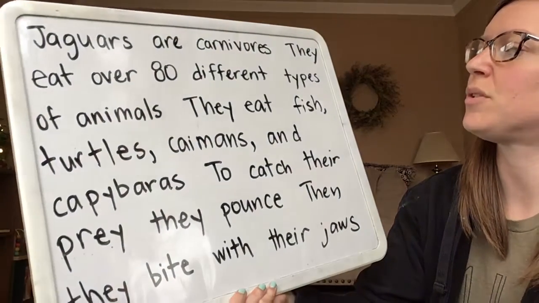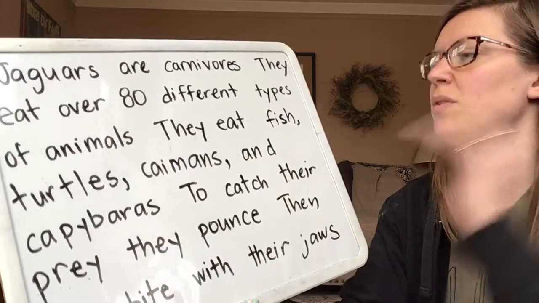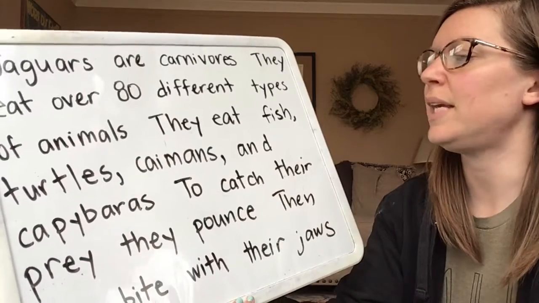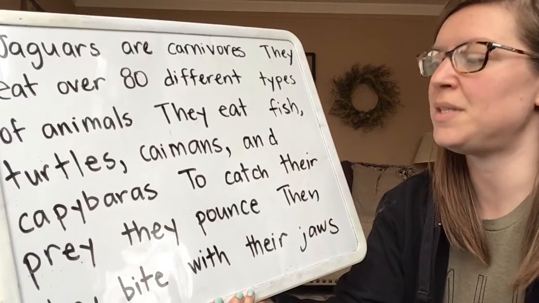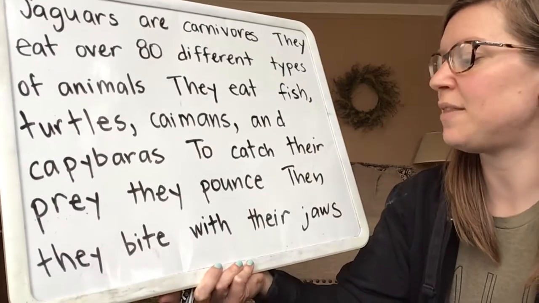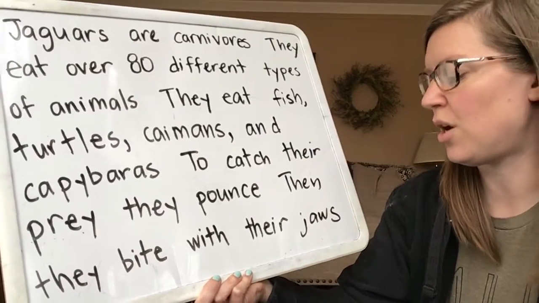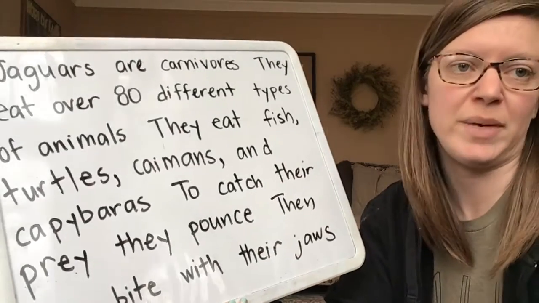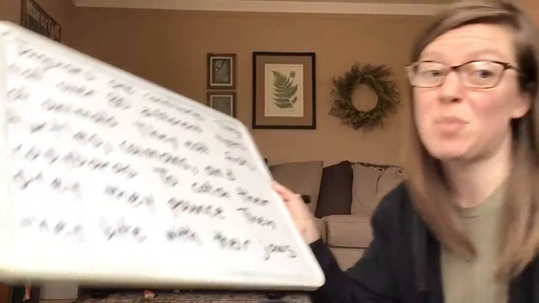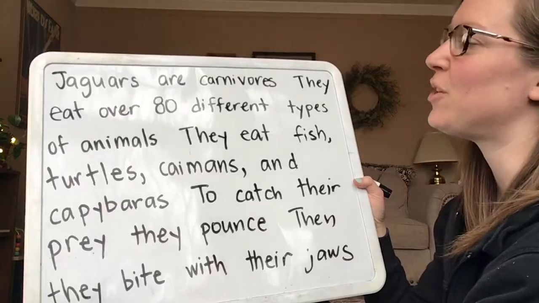Jaguars are carnivores. They eat over 80 different types of animals. They eat fish, turtles, caimans, and capybaras. To catch their prey, they pounce. Then they bite with their jaws. So I put my hand out. It stops at spots where I thought I needed to stop. Now I'm going to go back in and add my punctuation.